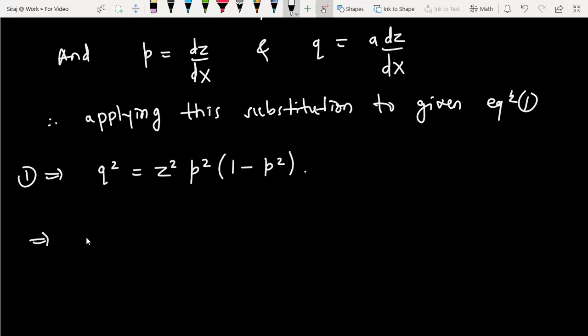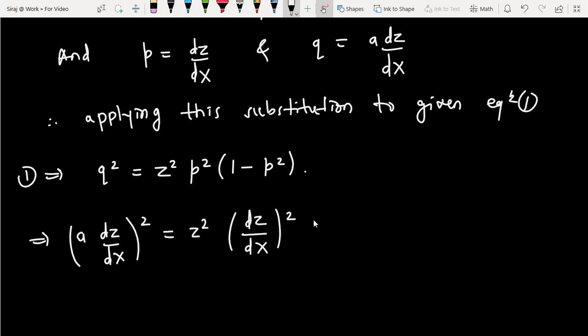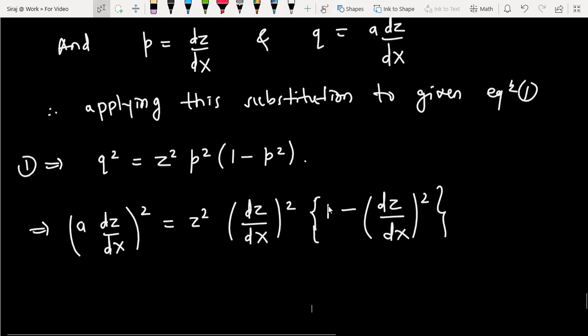So apply the substitution. Q square, it is nothing but a into dz by d capital X bracket square, z square as it is, p square, it means dz by d capital X bracket square as it is, and in bracket 1 minus p square means again 1 minus dz by d capital X bracket square. So after applying this substitution, we have to convert it into an ordinary differential equation, which we can solve by using the method of separation of variables.